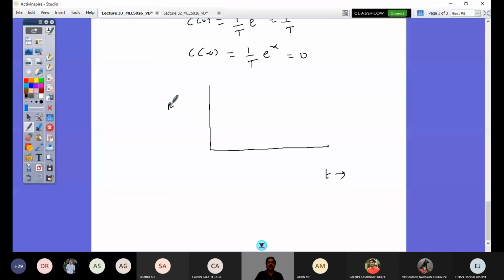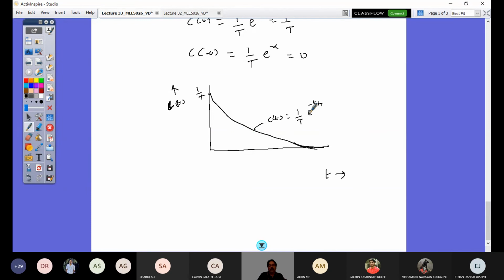An exponentially decaying function. So this is what is your C of t, that's equal to 1 by T e raised to minus t by T. So this is what is called the unit impulse response function, right? It is decaying because of the e raised to minus value that you have, and you would have this variation from 1 by T to this.